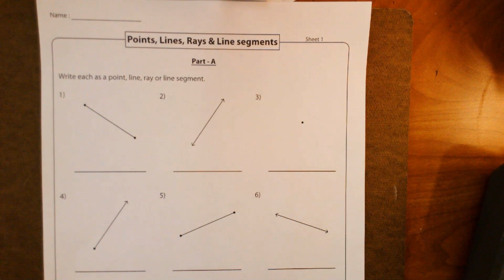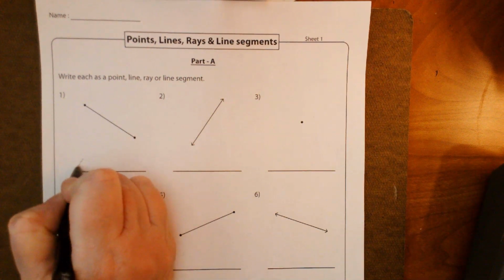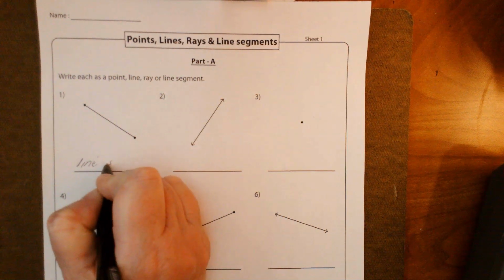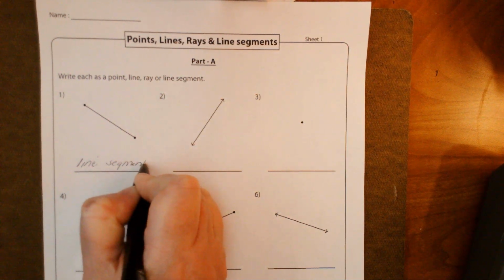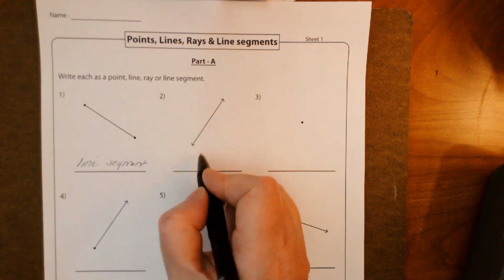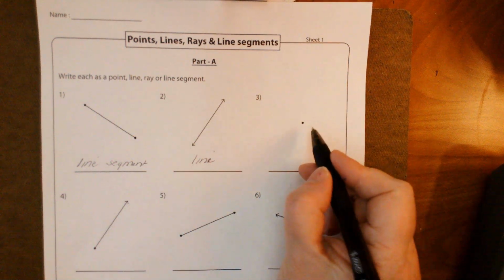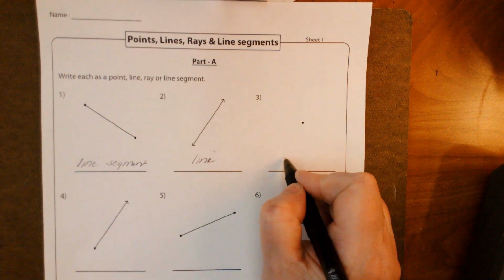Hi, this is going to be a quick review of points, lines, rays, and line segments. So when we see a line with 2 points on either end, that is called a line segment. When you have a line with double arrows, that is called a line because it continues forever on either side. A dot represents a point.